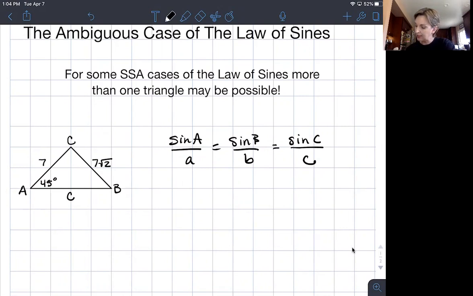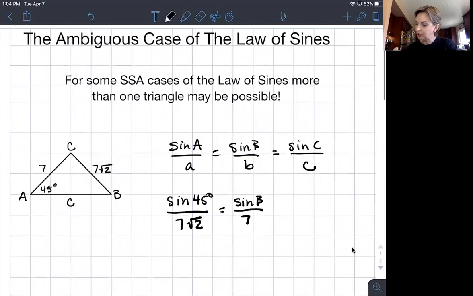Okay, I have two sides and one angle. I do know angle A and I do know side A. So I'm going to use angle A, side A. So that would be sine 45 degrees over 7 square root 2. I know side B. I don't know angle B. So I'm going to solve for angle B, sine B over 7. And I'm going to solve that for sine B. So I'm going to cross multiply and get 7 sine 45 degrees is 7 square root of 2 sine B.